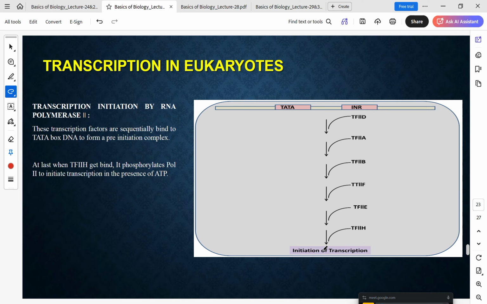So this is the sequence of binding for transcription in eukaryotes. First TF2D gets loaded to the site, followed by TF2A, which opens up space for TF2B, then TF2F, and then TF2E, which recruits TF2H, which can phosphorylate the polymerase to initiate the transcription.